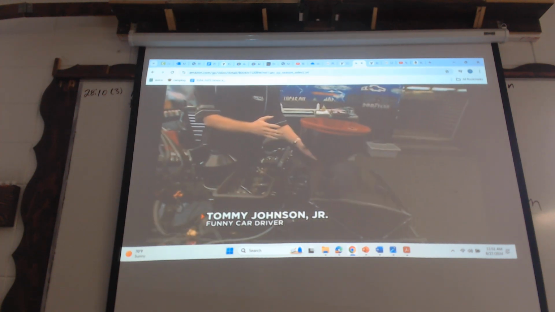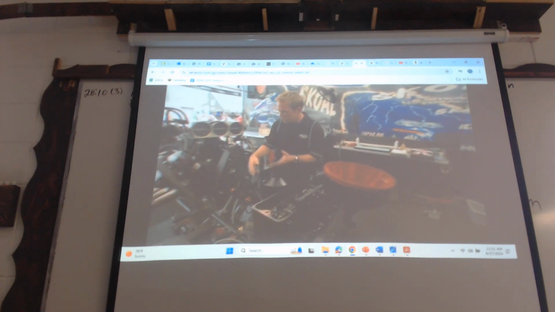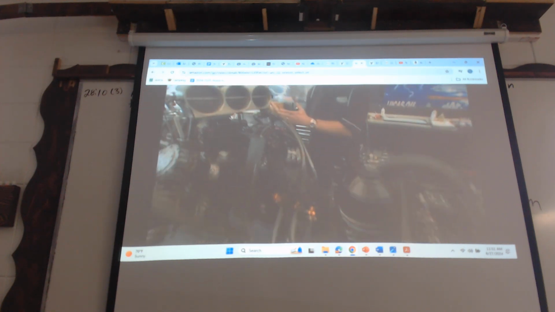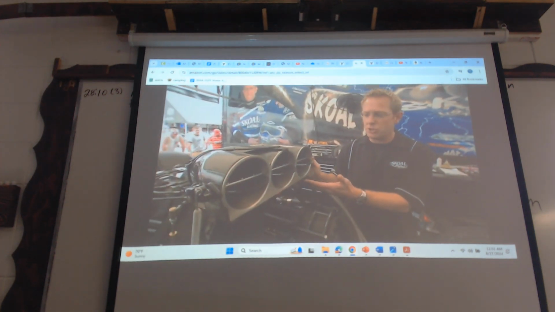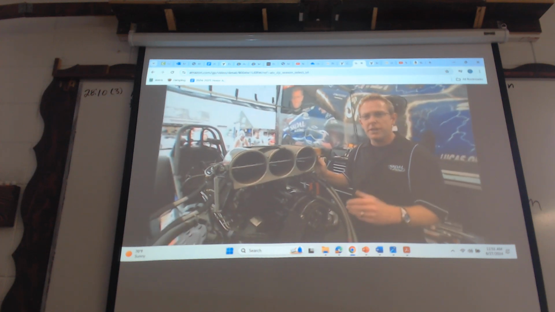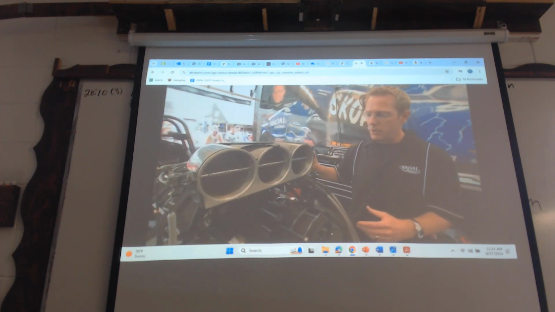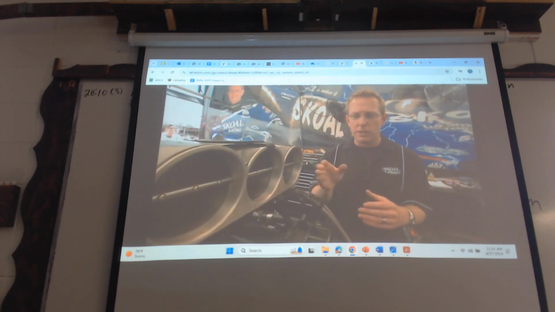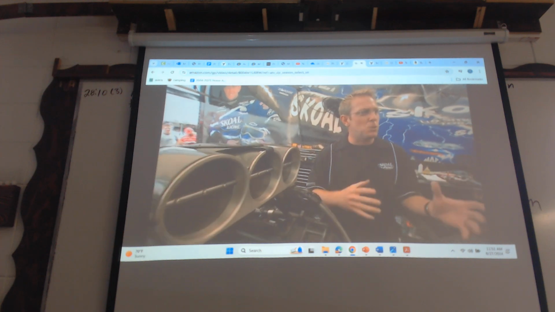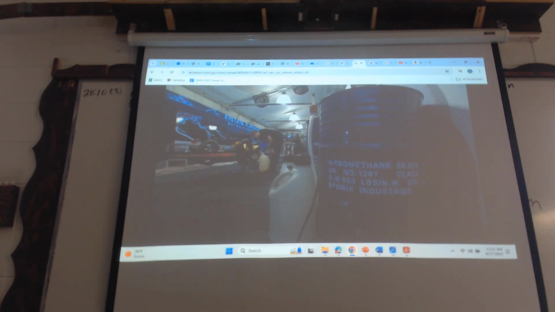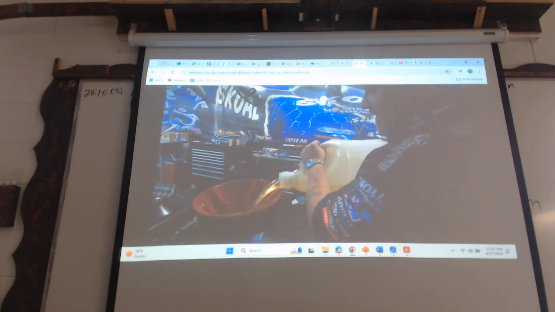We pour nitromethane into the fuel tank. We distribute it with a massive fuel pump into the engine. We put the air into the engine through an injector which has got a supercharger under it. It sucks all the air into the engine. We mix those two in each cylinder. We light it with a big magneto, and that's what makes all the power. Nitromethane is like gasoline on steroids.